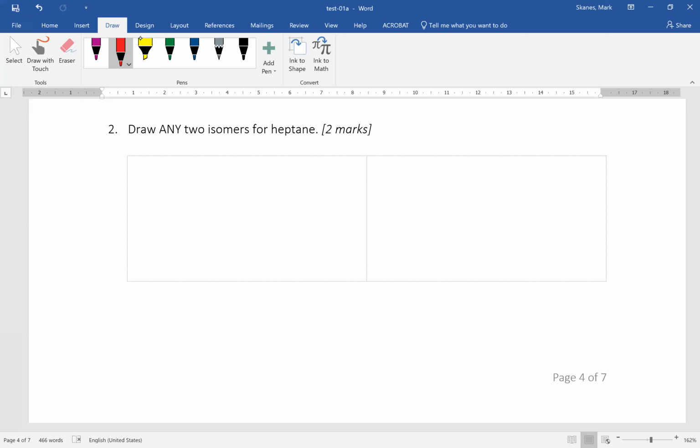I want you to draw 2 isomers for heptane. Do not draw heptane. That's where a lot of people lost a mark. You've got to be careful when you read a question. I don't want you to draw heptane and then an isomer. I want you to draw 2 isomers for heptane. So don't draw heptane. Draw 2 isomers for it.